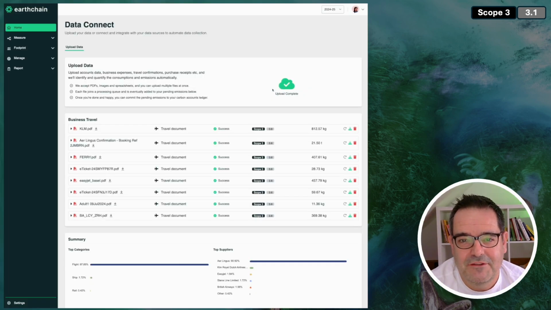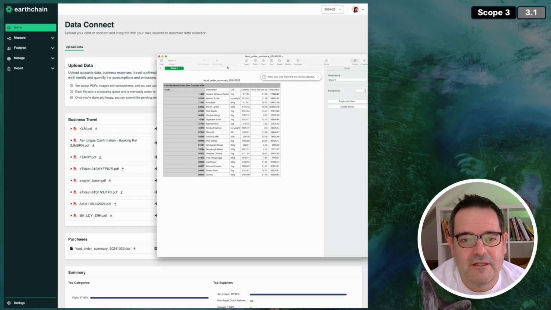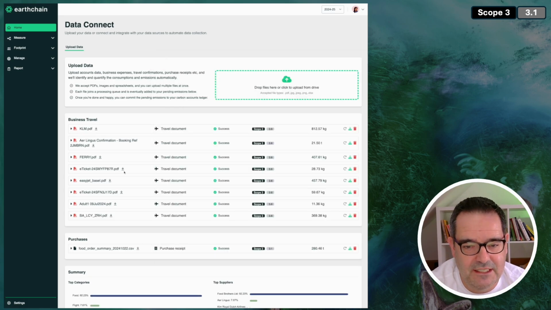Here's a quick demo in Earthchain. So I've just dropped in an itemized food order which contains all the information about a delivery with various different food products in this column. Each of those is measured by weight or volume, various different units at play here. We have the quantity of items delivered and we have the price per unit for each of those items as well. That's processing on Earthchain now and it's actually just finished.